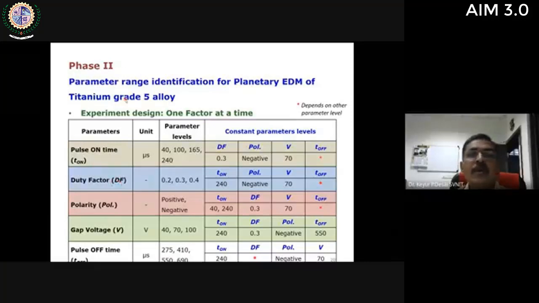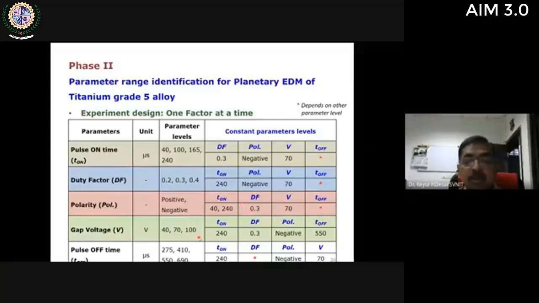So pulse on parameter ranges were identified for planetary EDM, that is orbital EDM of titanium grade 5 alloy. Pulse on time in terms of microseconds, these levels were identified and the rest of the parameters were kept constant. Similarly, duty factor varying from 0.2, 0.3 and 0.4. Polarity, whether the tool be positive or negative, was also studied. The values of other parameters were maintained constant.